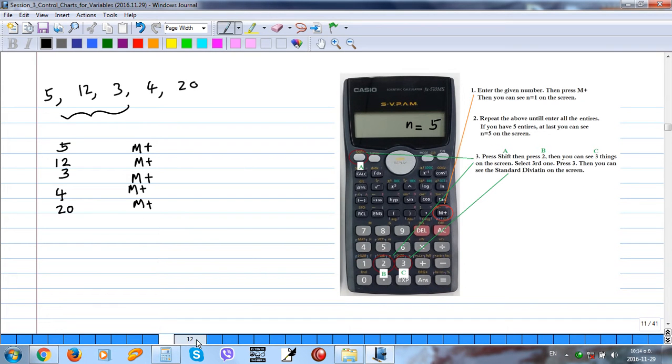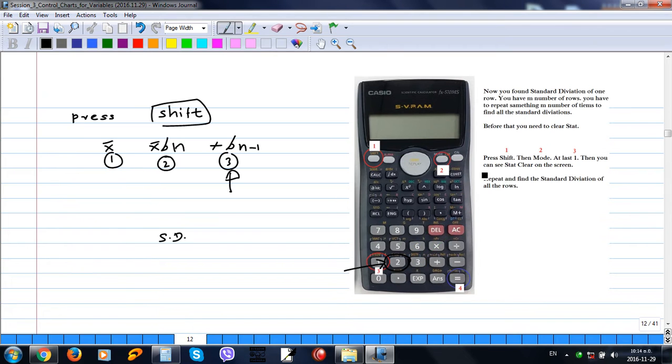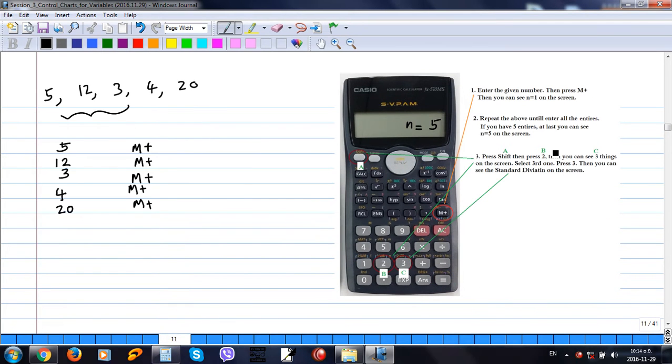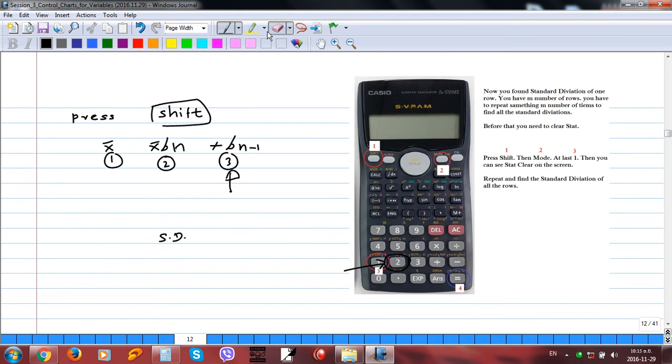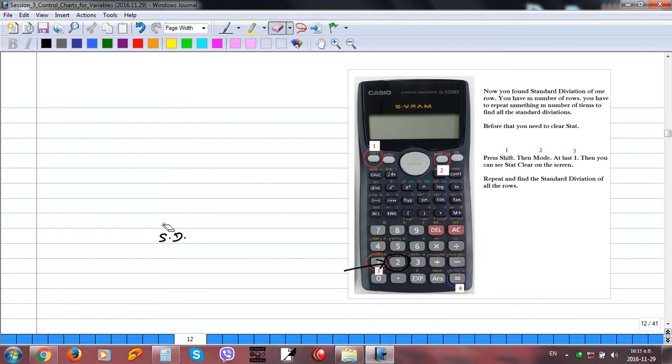When you need to find the standard deviation, this part is explained in this slide. Here you can see, then press 2. You can follow this method, right? I am writing there also. Then next, if you enter 1, then you have to create the mode.